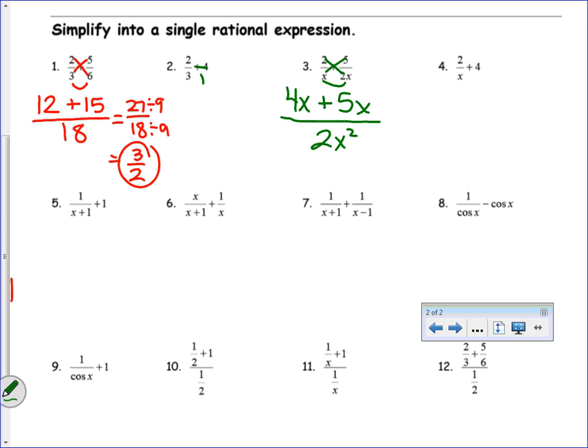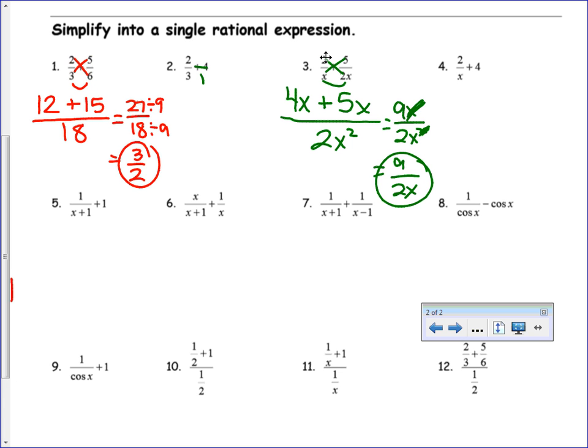So this is equal to 9x over 2x squared, and then you can simplify that even further. Okay, so this x will cancel, and this squared will no longer be a squared, it will only be x. So you have 9 over 2x. That's your final answer.